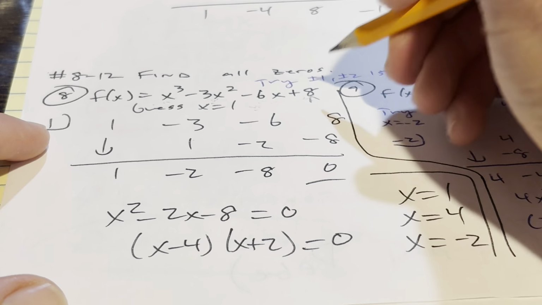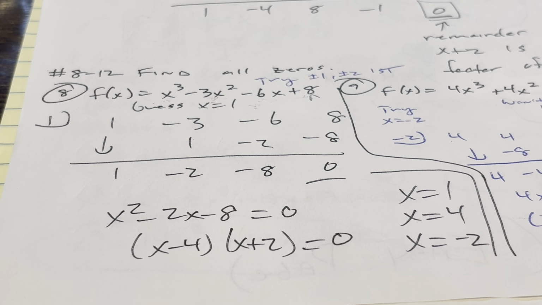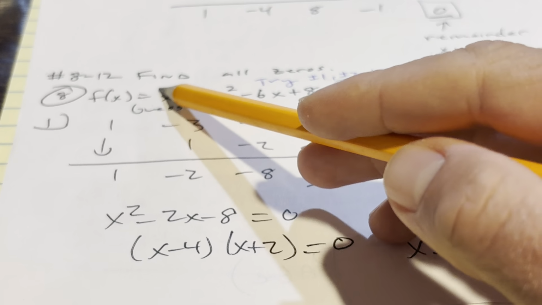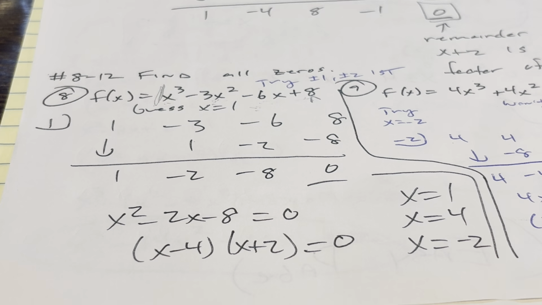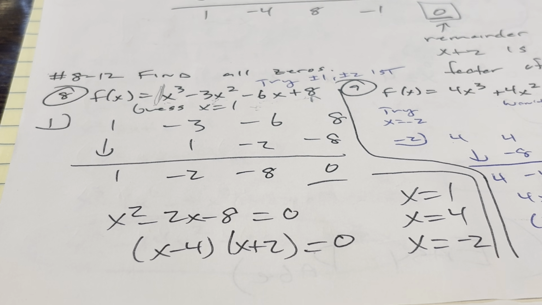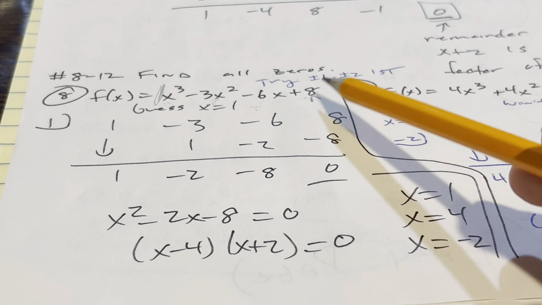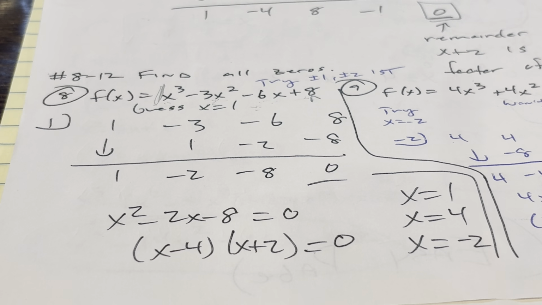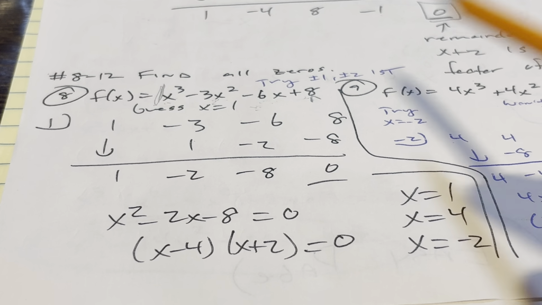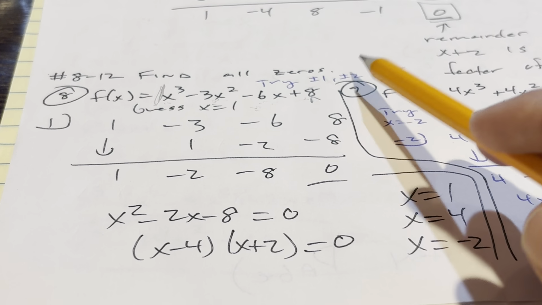Remember, the theorem here is you take the factors of 8, which are plus or minus 1, plus or minus 2, plus or minus 4, plus or minus 8. You divide them by the factors of 1 there, which is plus or minus 1. Okay, so you're going to have to guess. Now, because you got 8, you got 1, 2, 4, and 8. We're going to try plus or minus 1 or plus or minus 2 first.